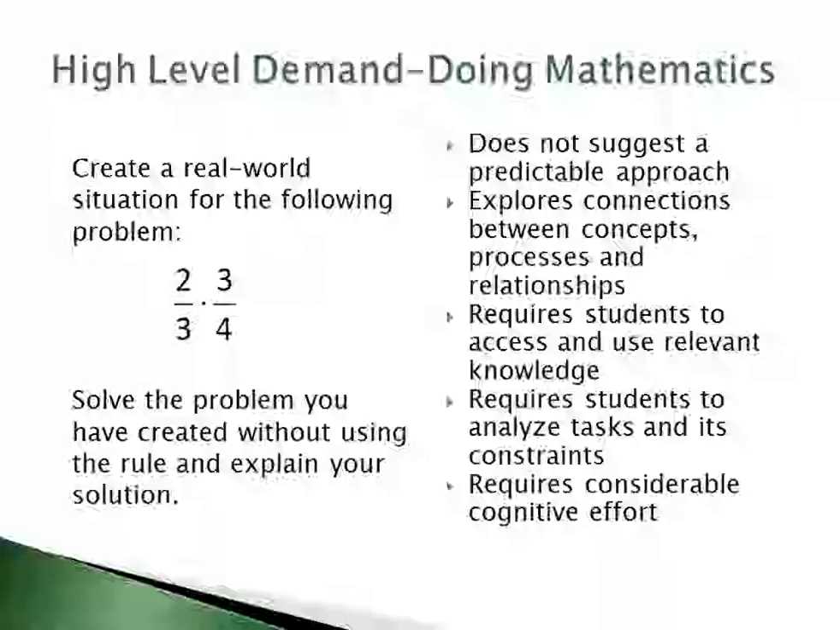This task requires more cognitive effort than the previous ones, because the student must truly understand multiplication of two fractions in order to write a word problem that illustrates this concept, and then solve the problem without using the traditional approach of applying a rule. This requires considerable cognitive effort and helps students make a connection between the concept and the rule. This task is open-ended and does not suggest a predictable approach, thus allowing for multiple access points.